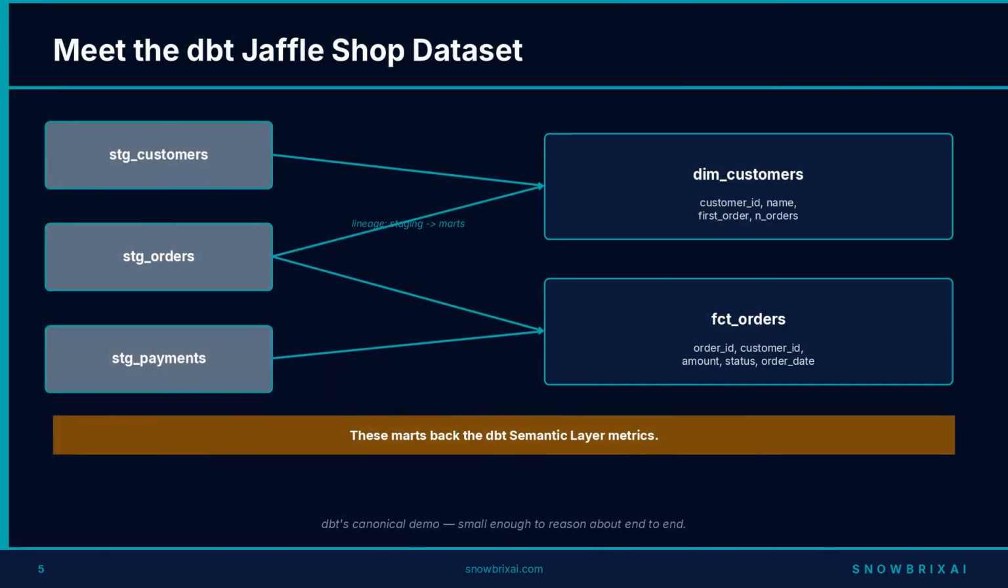Meet the dataset we will build on: dbt's Jaffle Shop, customers, orders and payments for a fictional cafe. On the left, three staging tables: stg_customers, stg_orders, stg_payments. They flow right into two marts: dim_customers with customer ID, name, first order, and order count, and fct_orders with order ID, customer ID, amount, status, and order date. It is tiny, well understood, and ships with dbt. That simplicity is the point. It lets us focus on the semantic layer and the agent, not on wrangling data. These marts back every metric we are about to define.